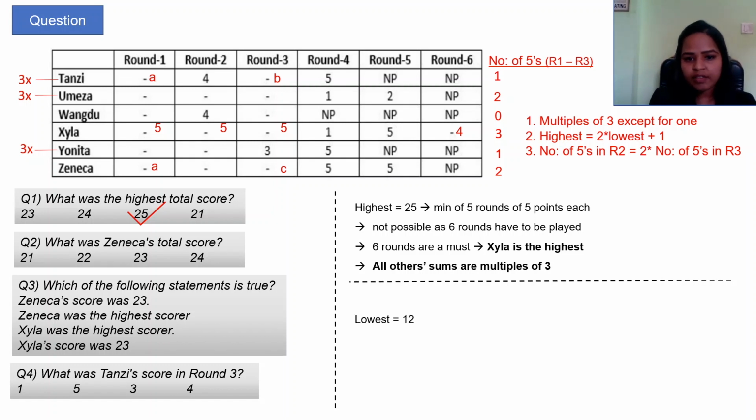Also we know that lowest is 12, right? So let us see which one of these is lowest. Xyla is definitely not the lowest. Similarly, Z is not the lowest because Z has already 5 and 5 in round 4 and 5, and definitely it scored 2 bullseye in round 1, 2 and 3 to be able to play round 4 and 5. So 20 is its minimum score, so definitely Z is not the lowest scorer, which is 12.